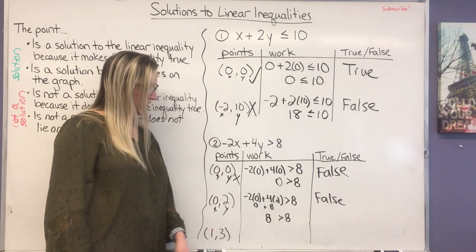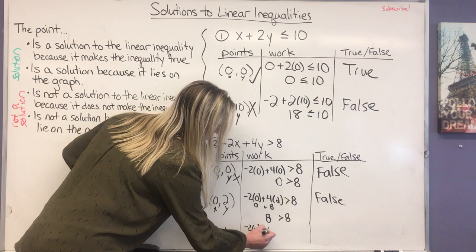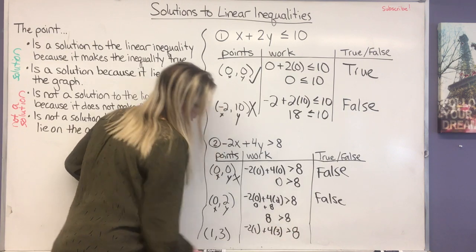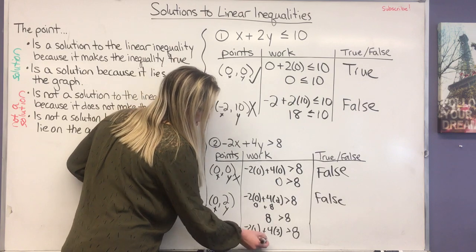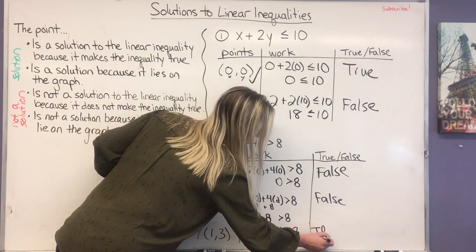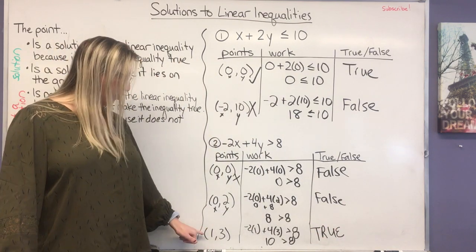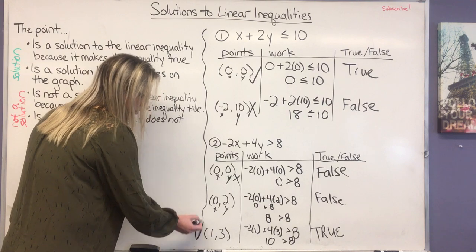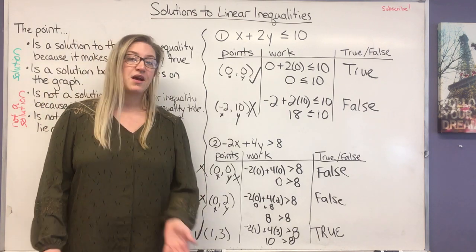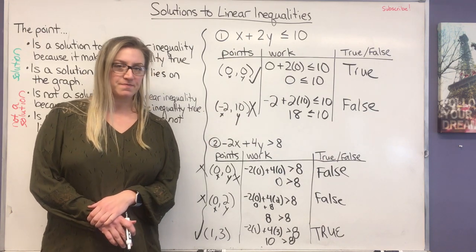And the last one, (1, 3). If I plug in negative 2 times 1 plus 4 times 3, let's see what happens. Negative 2 plus 12 is 10. 10 is greater than 8. So we wind up with a true statement. Therefore, (1, 3) is a solution, and the other two were not. Okay, and I'll be right back, and we're going to start talking about graphing.